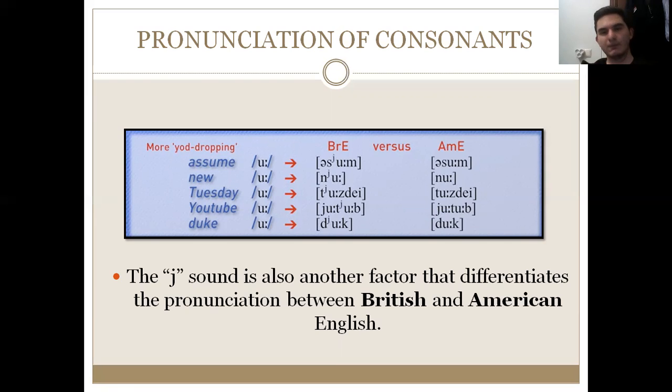So the Americans, as you can see from this example, will read these words like this: assume, knew, Tuesday, YouTube, and Duke. But the British didn't drop that yod sound, so they would read it like this. Sorry. Assume, knew, Tuesday, YouTube, or Duke. As you can see, the Y sound really signifies the word quite literally.